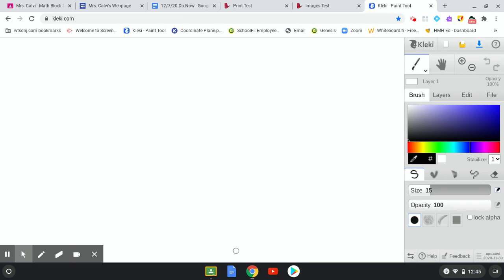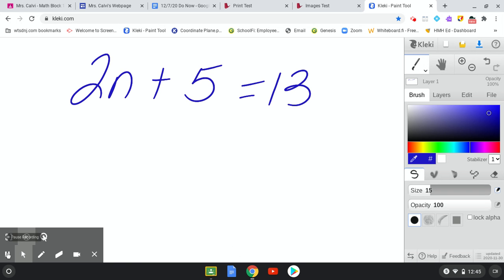I'm going to be doing a review on solving two-step equations. What we've done up until now has been solving one-step equations. So in this case, there's just going to be an extra step, pretty simple. So let's get started. I am solving 2n plus 5 is equal to 13.